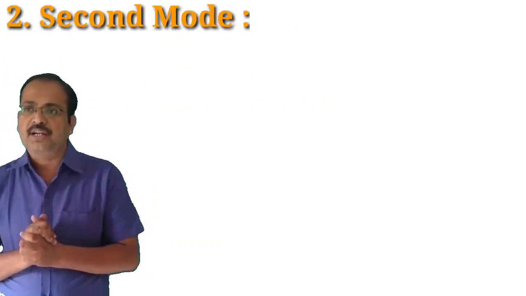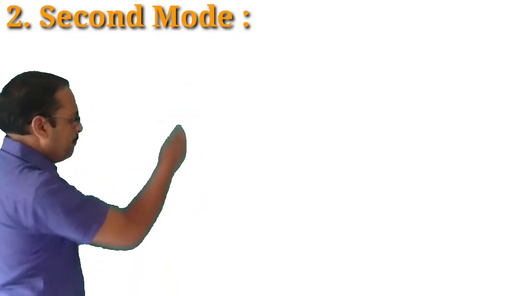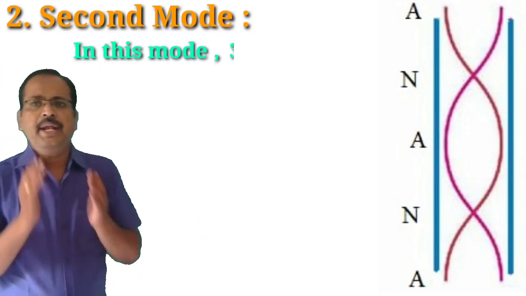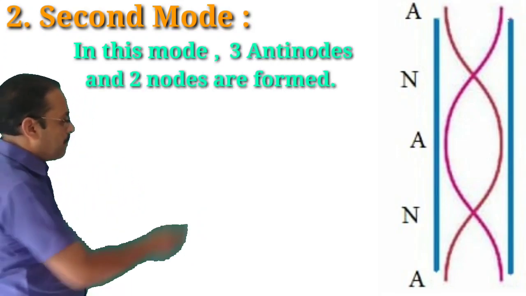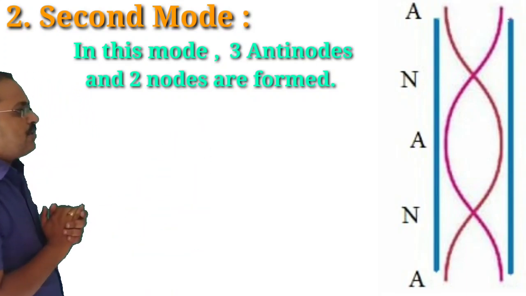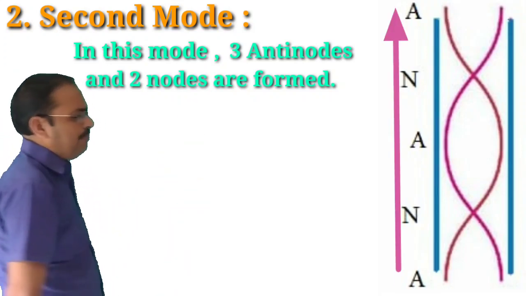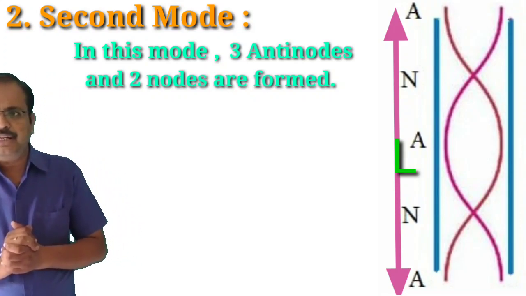Now we will discuss the second mode. The second mode is as shown in the figure. In this mode, 3 antinodes and 2 nodes are formed. From the diagram, the length of air column is capital L.